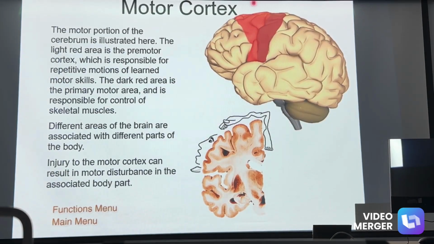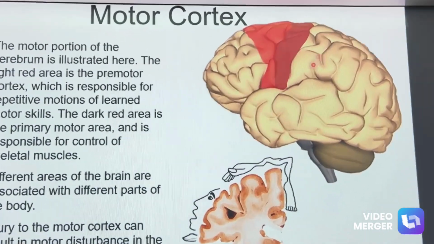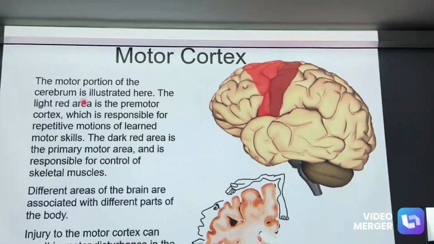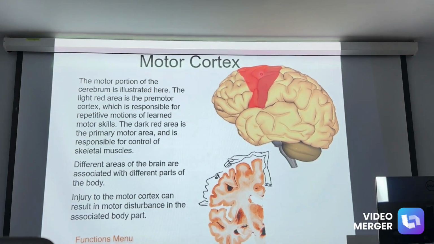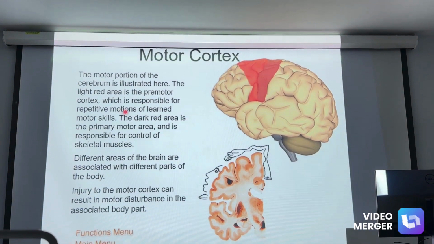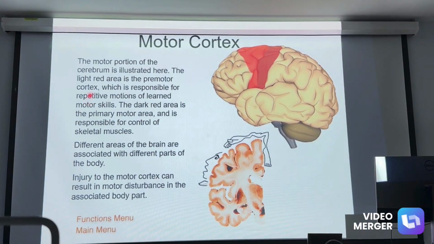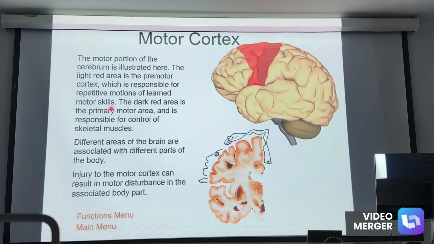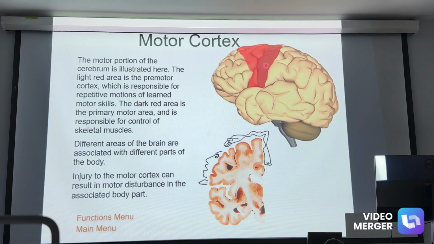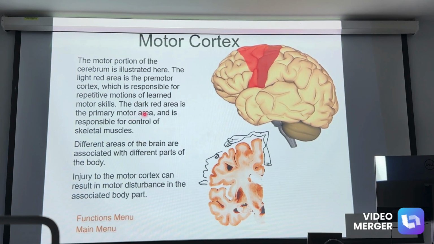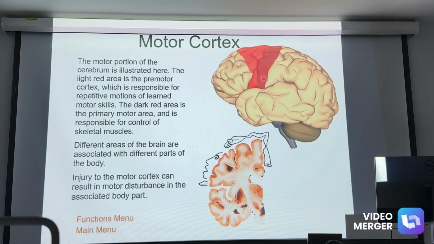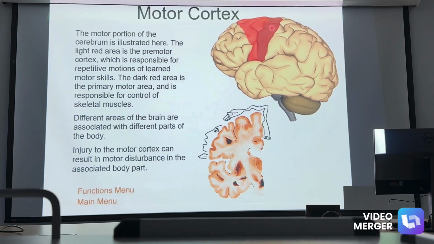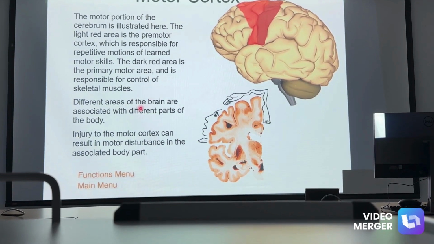The motor cortex is very important for every radiologist and radiographer to recognize. The motor portion of the cerebrum is illustrated here and is two parts. The premotor cortex, responsible for repetitive motions of learned motor skills, and the dark red is the primary motor area, responsible for the control of the skeletal muscles. Two parts, which is the premotor and primary motor.